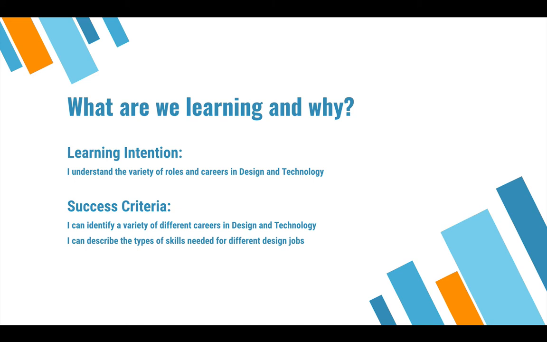To be successful in your lesson today, you'll need to be able to do two things. By the end of the lesson, if you can identify a variety of different careers in design and technology, you've met success criteria number 1. If you can also describe the types of skills needed for different design jobs, then you'll meet success criteria number 2. So the first thing we need to look at is, what type of careers are available in design and technology?